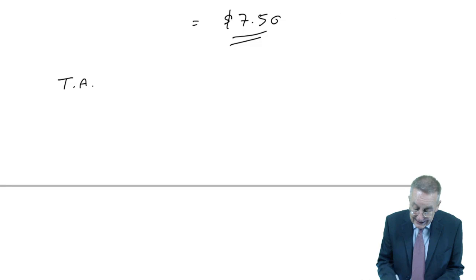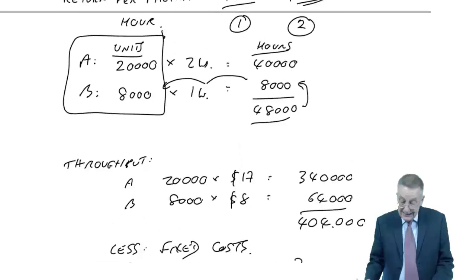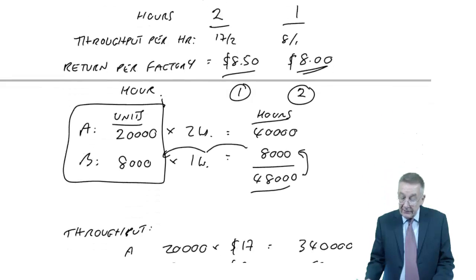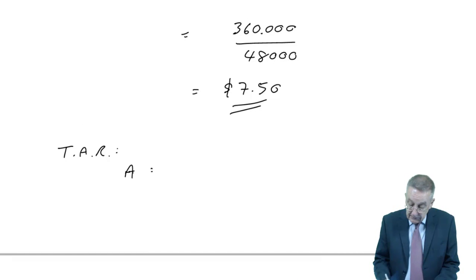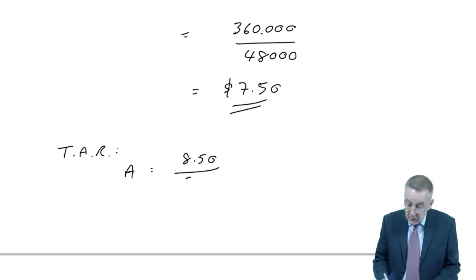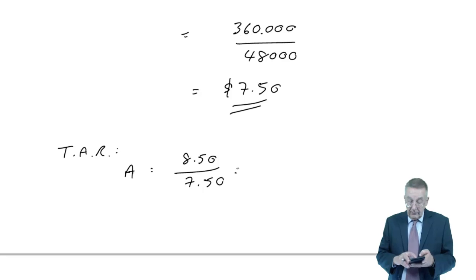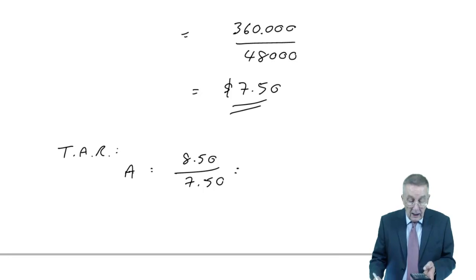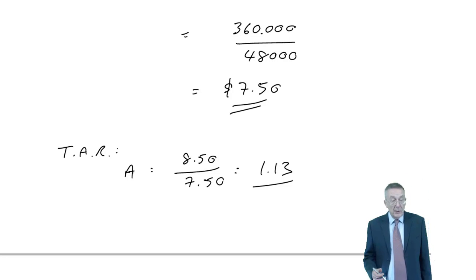And now we can do our throughput accounting ratios. For product A, what was the return per factory hour? $8.50. What's the cost per factory hour? We just worked out $7.50. I get 1.13, and usually we leave this to 2 decimal places. 1.13.